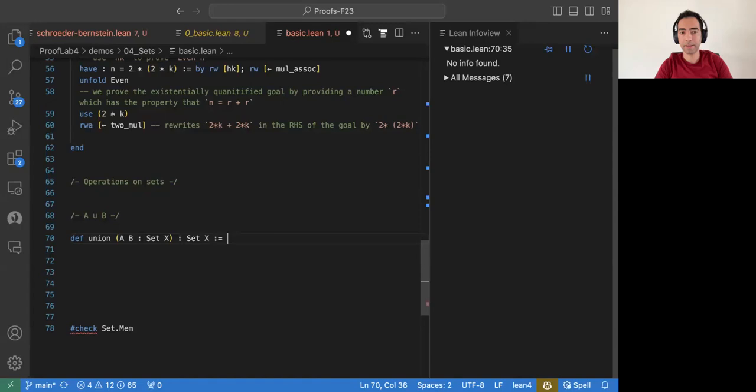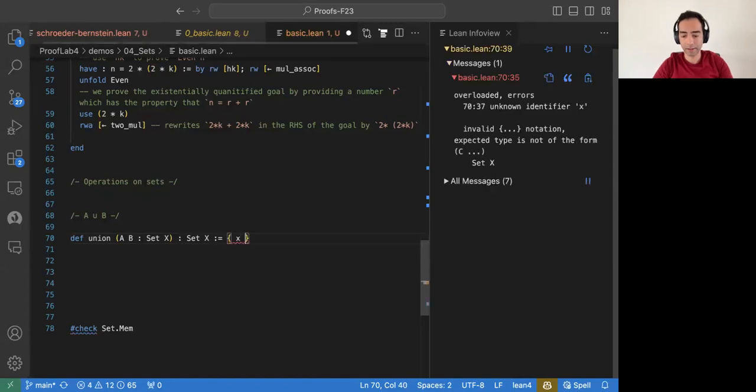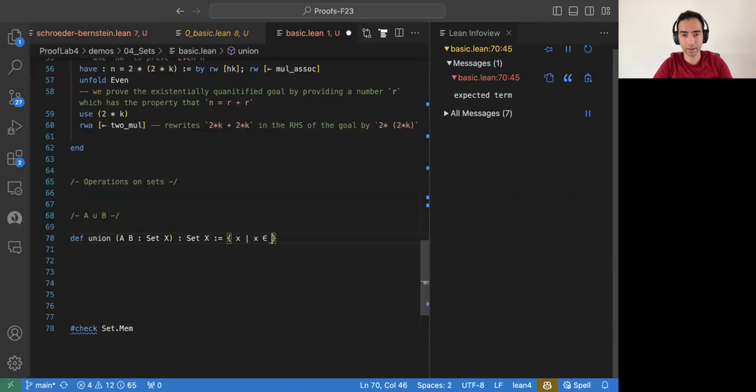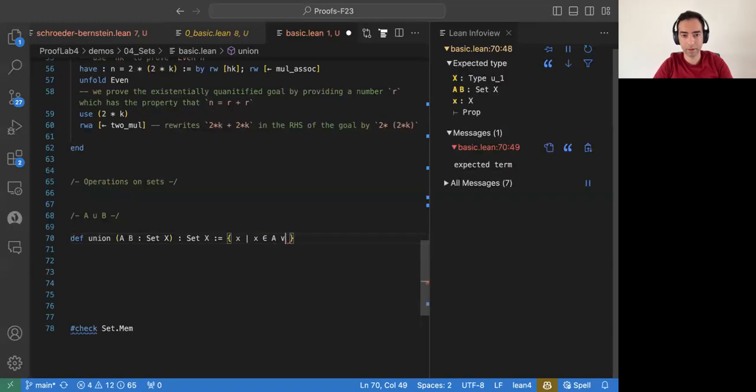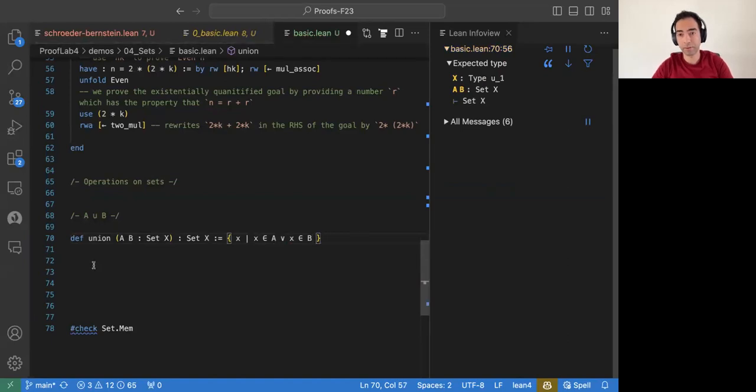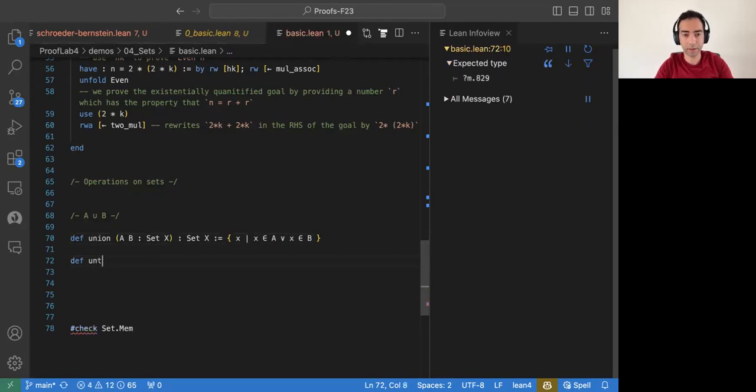So I have to say, take all x's such that either A of X is true, or maybe we should write it, X is in A or X is in B, right? So that's one way to define it. And if I wanted to define this in terms of predicates, because we can understand A and B as predicates as well.